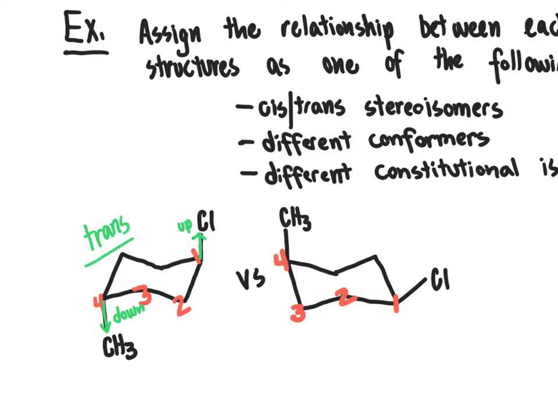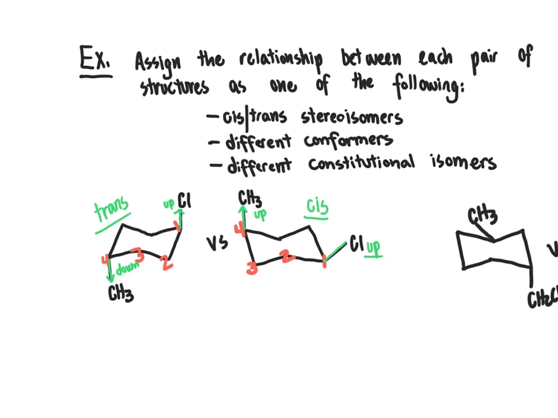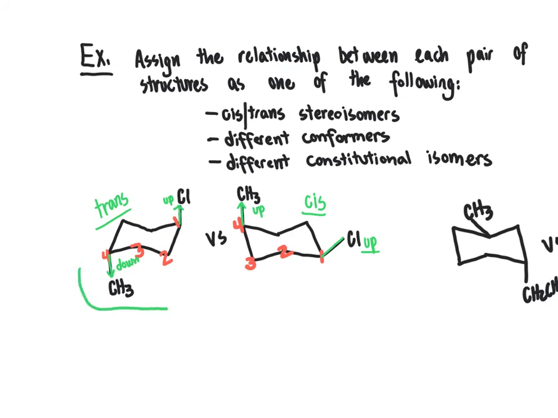Let's go over to the structure on the right. The group that is our methyl group is up relative to the carbon it's bonded on, so I'm going to label it as up. At carbon number 1, the chlorine atom is up relative to the carbon it's bonded to, so I'm going to label that as up. Both of those are up. Therefore, we would describe this molecule as being cis. Hence, we can describe the relationship between these two structures as being cis-trans stereoisomers is the correct response for this.